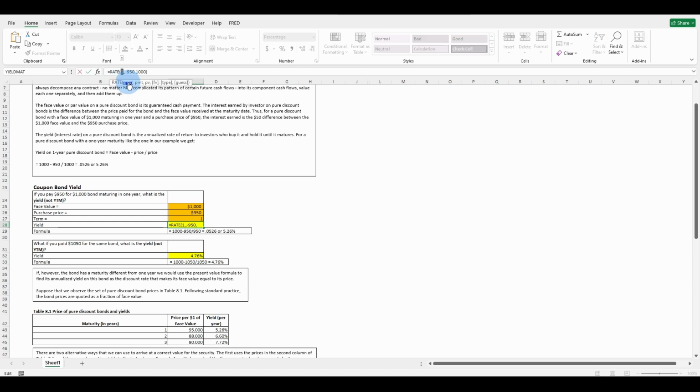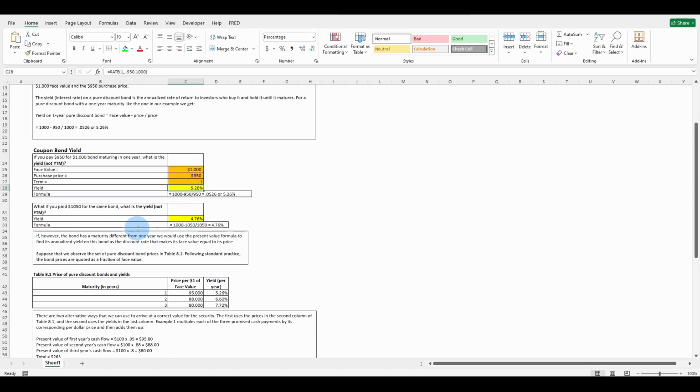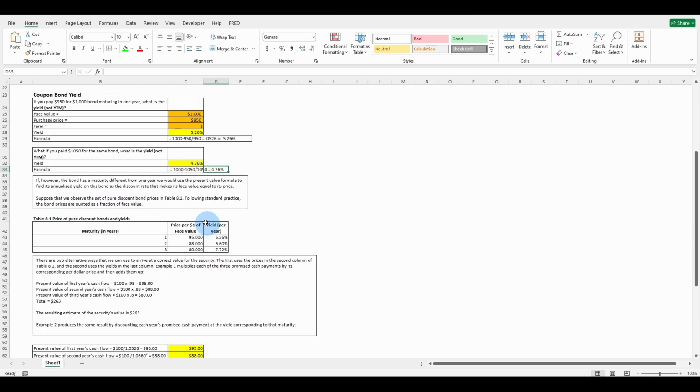Look at that. We have the number of periods, 1. No payment here, so just leave that blank. Move on to present value. We know it's $950 and it's going to grow to a future value of 1,000. The end result, 5.26%. What if you paid $1,050 for the same bond? What is the yield? Not yield to maturity. 4.76%. Why? Because you're paying $50 more than what you're going to get at maturity, so 1,000 minus 1,050 divided by 1,050 gives negative 4.76%.